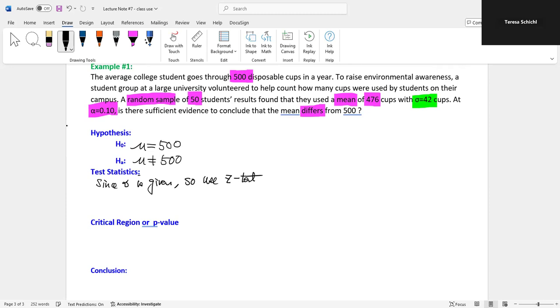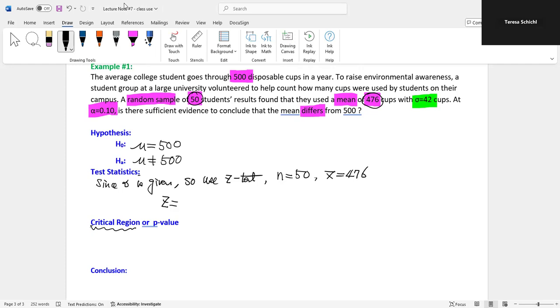Okay, so now let's get some information for this z-test. So n is 50, the sample size is 50, and the mean is 476. What is that? That is the mean from the sample, right? So x bar is 476. Okay, so now we put this information into the calculator to get our test statistic. And then they also want us to find the critical region or p-value here. All right, so let's go to our calculators.